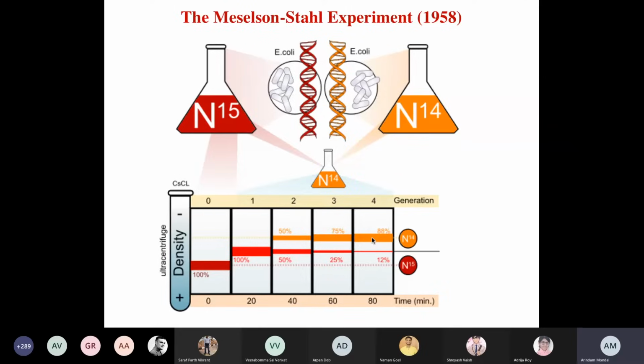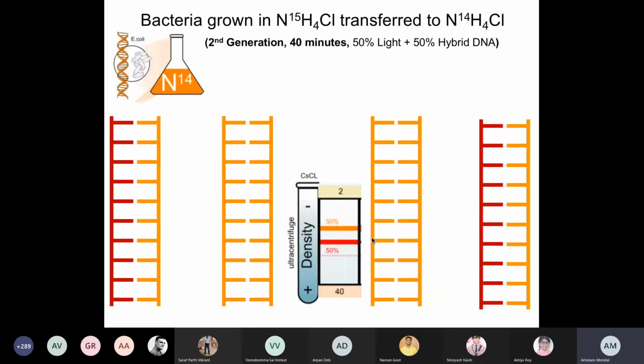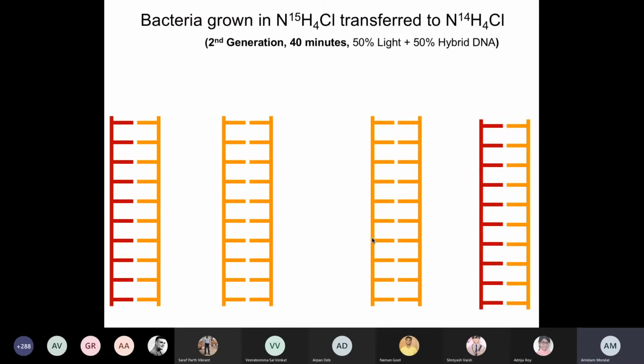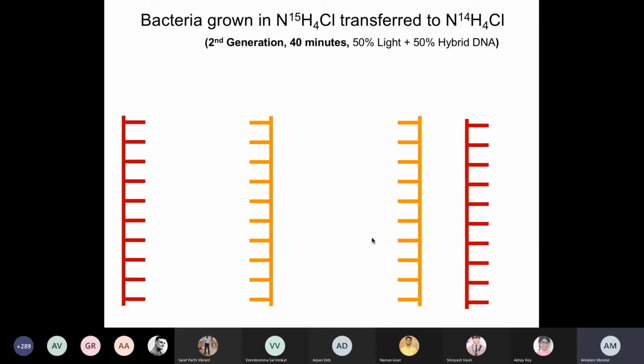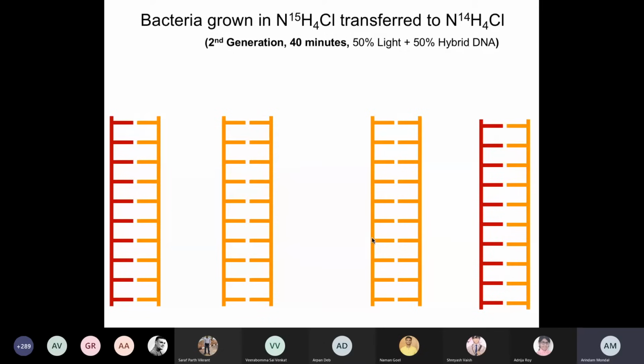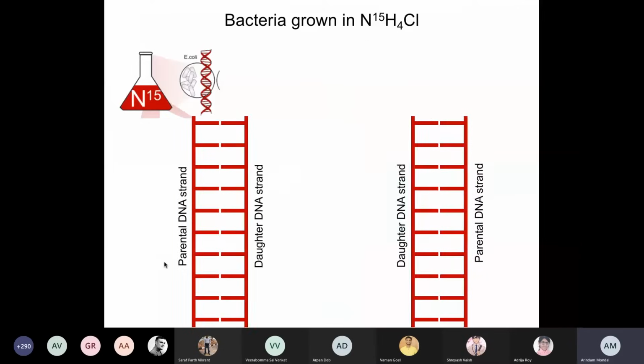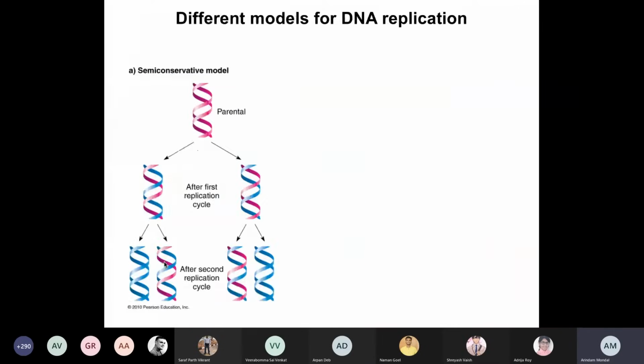Okay. Now, why is this happening? This is happening because it follows the semi-conservative mode of DNA replication, because the parental strands are getting separated and then new strands are getting synthesized. So half of the DNA is coming from the parental strand and half of the DNA is newly synthesized. Okay, so if you want to test, you can always write it in this fashion. So this is parental DNA.